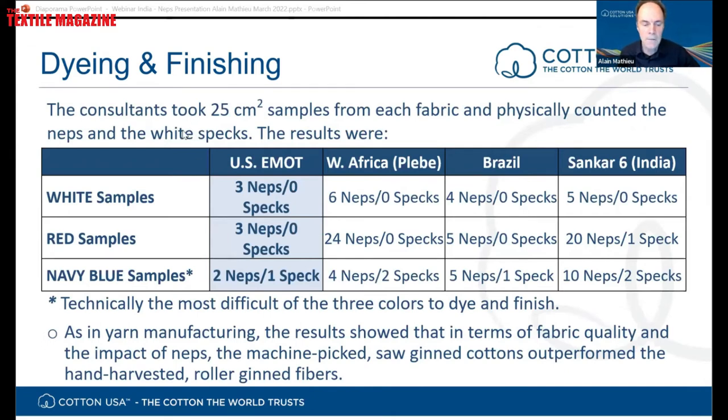Regarding the NEPS, the consultants took a 25 square centimeter sample from each fabric and physically counted the NEPS and the white specks. The results in the table show that in the dyed samples, the US cotton fabric contains 8 times less NEPS than West African cotton in red shade, and 5 times less NEPS than Shankar 6 cotton in navy blue shade. As in yarn manufacturing and knitting, the results showed that in terms of both fabric quality and the impact of NEPS, the machine picked sogen cottons outperformed the hand harvested rhodogen fibers.